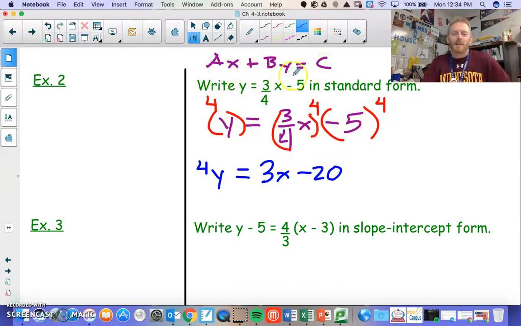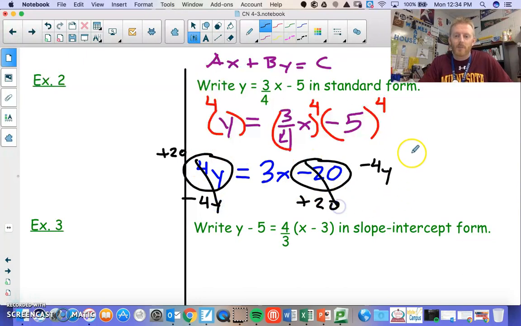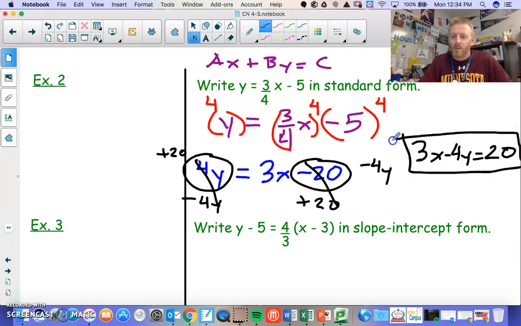Now, again, to put it into standard form, we have to get our x's and our y's on the same side, which means that we are going to move this to that side by subtracting 4y. And the -20 to the other side by adding 20. So I add 20, I subtract 4y, and I do all this to both sides because that's cheating otherwise. And we end up with, because those cancel and those cancel, 3x minus 4y is equal to 20. And this is standard form from this slope-intercept form equation.